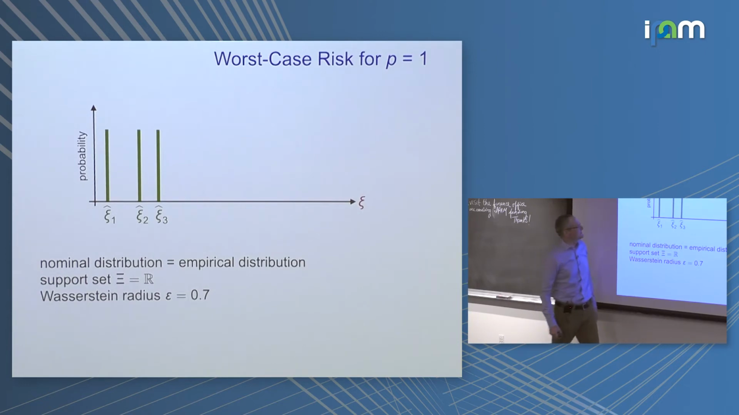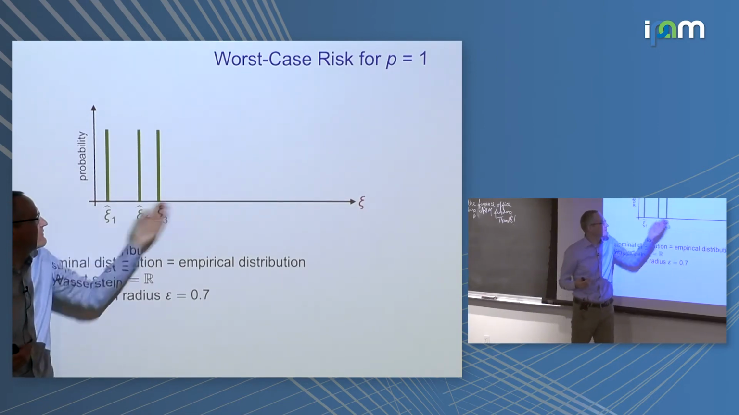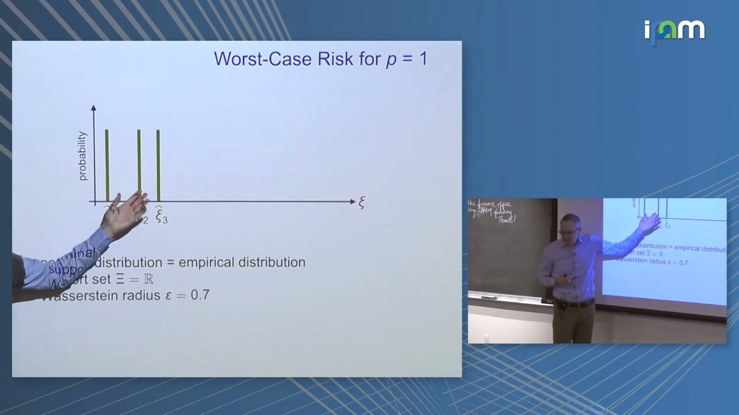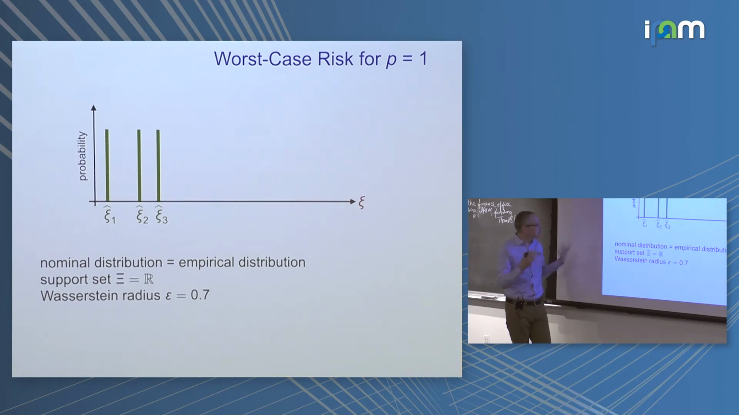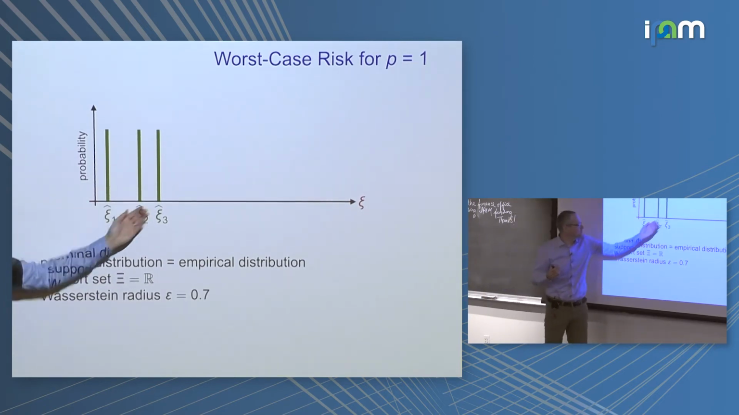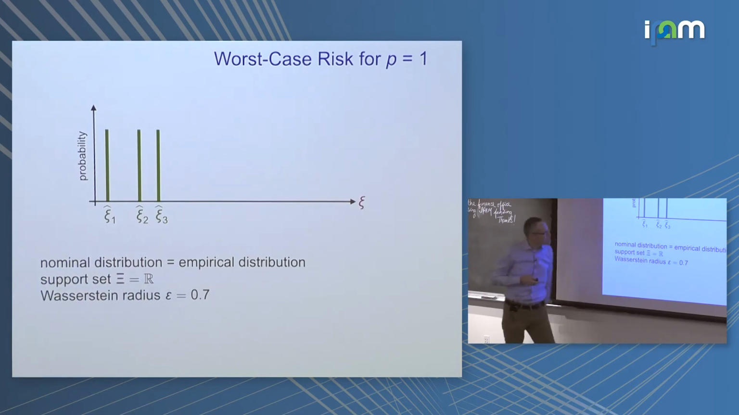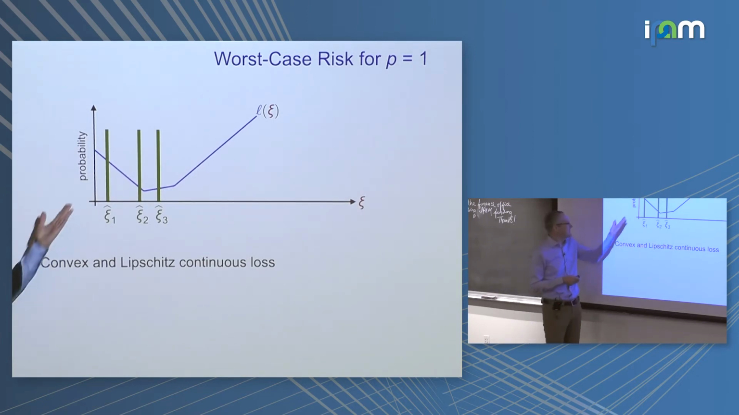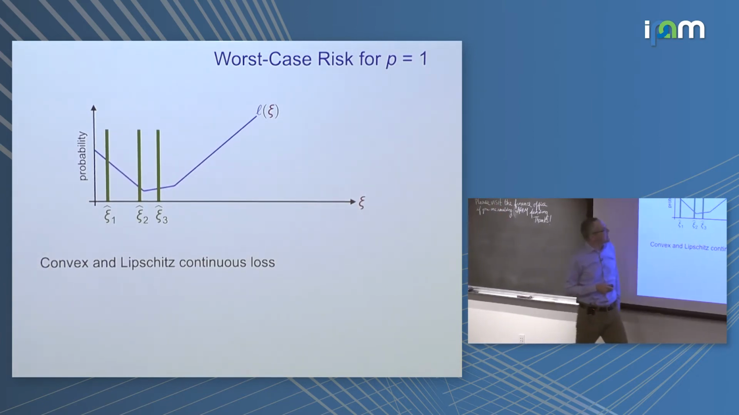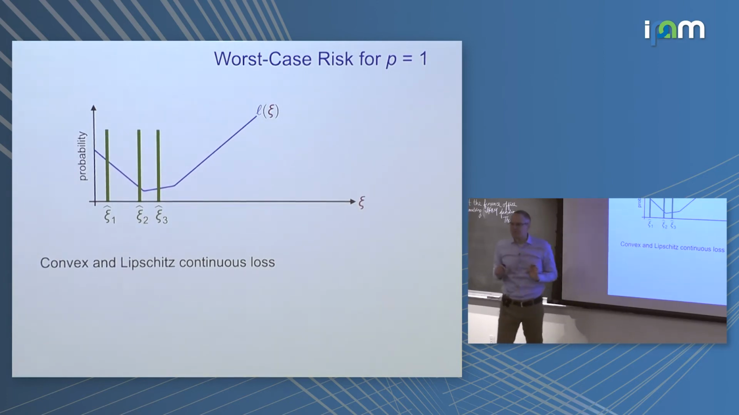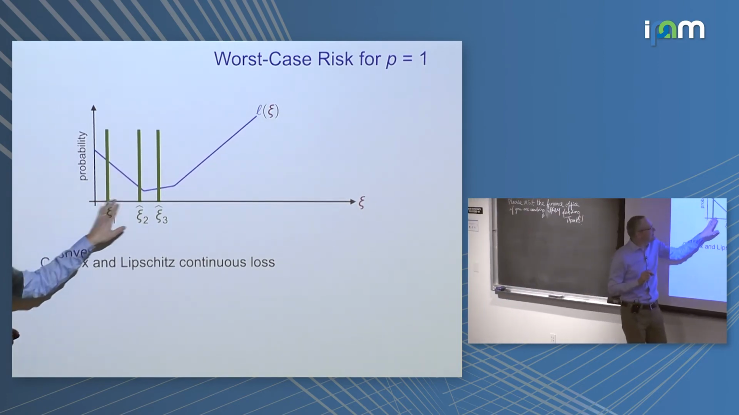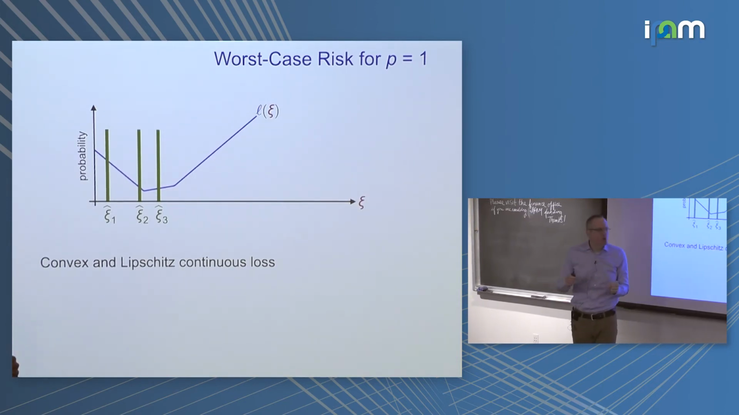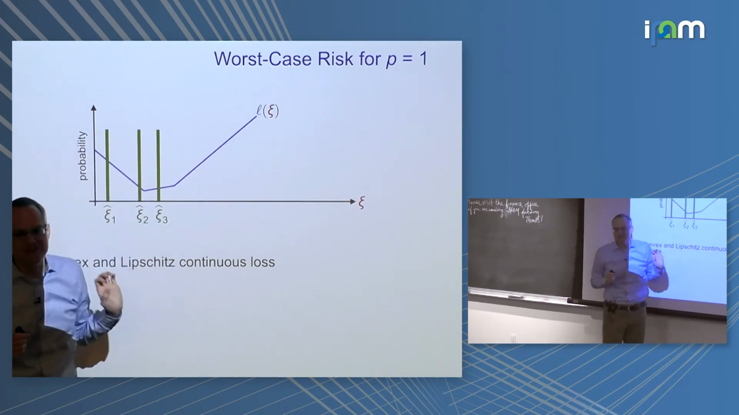So let's look at a situation where Xi is just a scalar random variable, and we have 3 training samples that have probability 1/3 each. And we're going to look at the Wasserstein ball around this nominal distribution of radius epsilon 0.7, say. Okay? So let's look at the convex loss function. In this case, I chose a piecewise linear one, which looks like this. So nature will now try to modify this nominal distribution, to reshape it at a transportation budget of at most epsilon, with the goal to make the expectation of this loss function as large as possible.